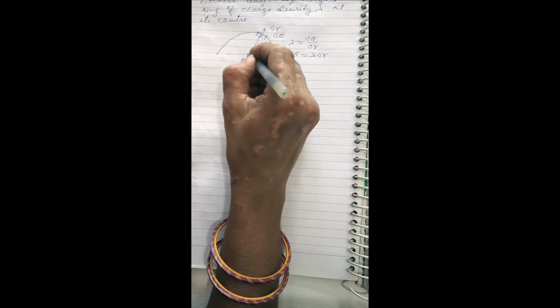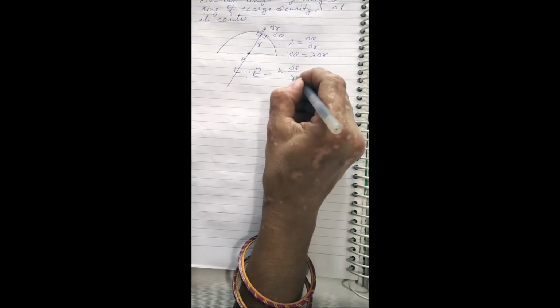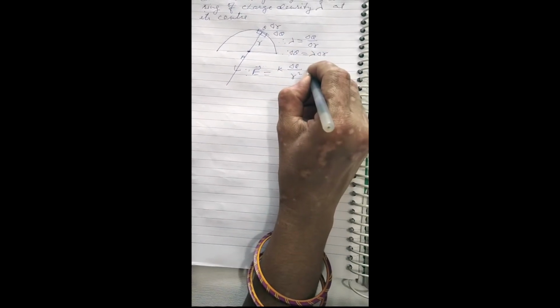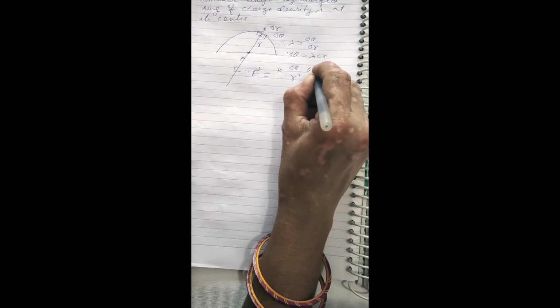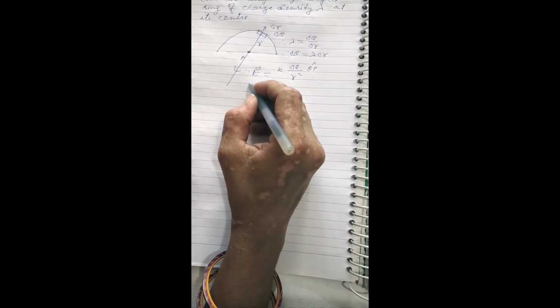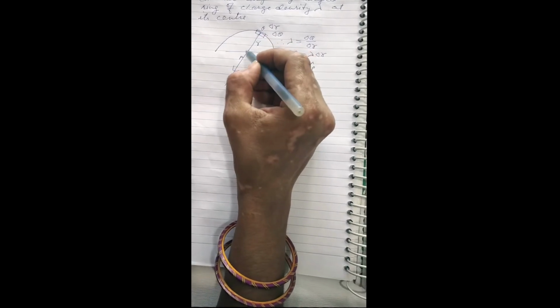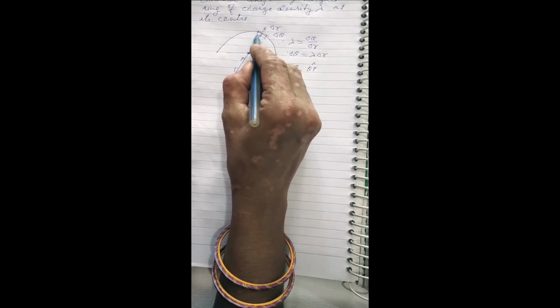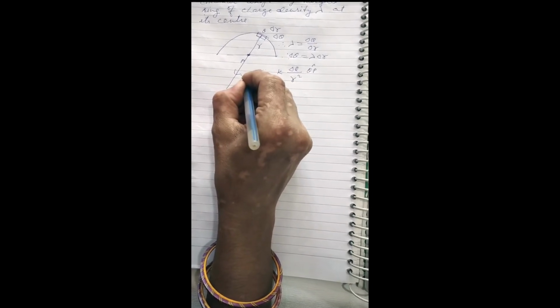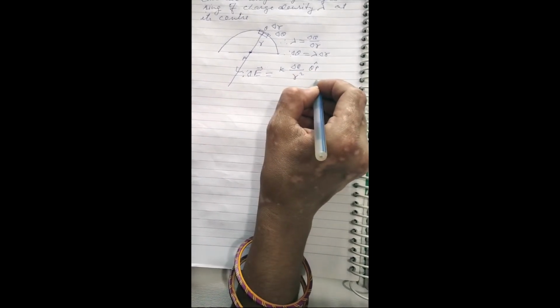Suppose this radius is R, so distance is R square, and it is a vector, so let me write unit vector QP cap. So this is the electric field, and since this electric field is very small, as the charge element is very small, let me write here del E, since del E is equal to this much.